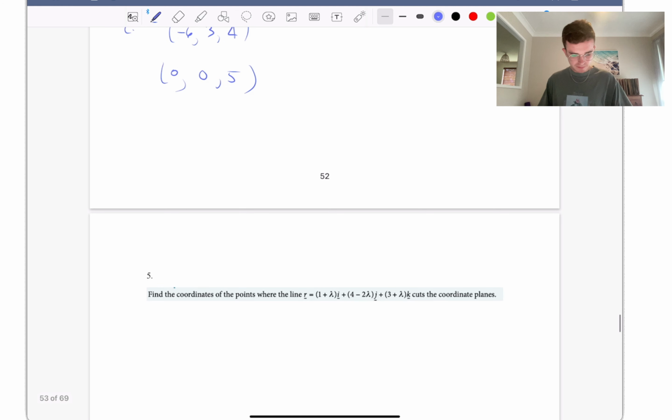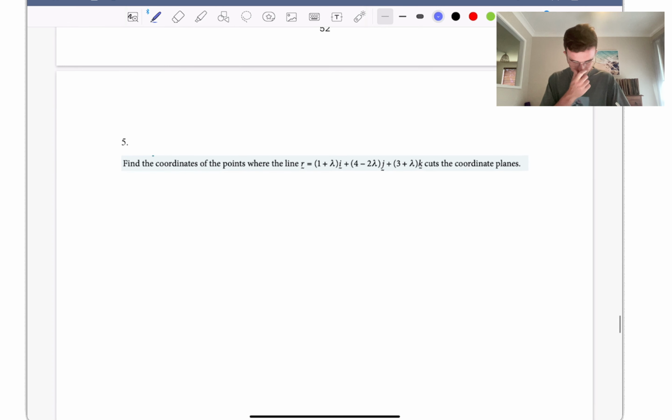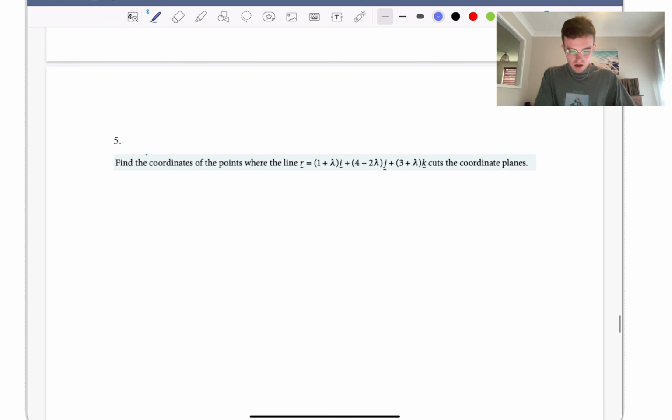Okay. Next question. Find the coordinates of the points where it cuts the coordinate planes. I read that wrong, sorry. So let's say it cuts the xy plane. Now the xy plane is z is 0. So for this to be 0, lambda is minus 3. Then that would be 0.